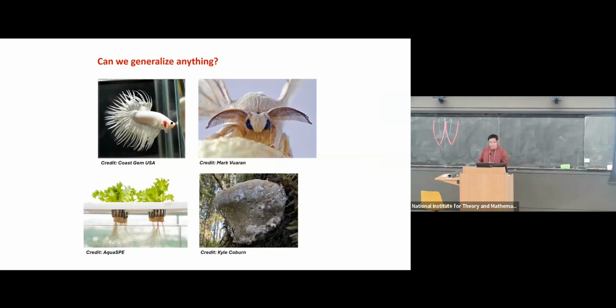And even more, if we look at other organisms in biology, the fish tail, the antenna of the moth, the root system of vegetables, and the porous fungus creating condensation, these are all porous structures that interact with fluids. So they're really interesting to study.